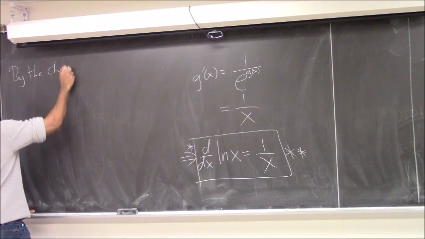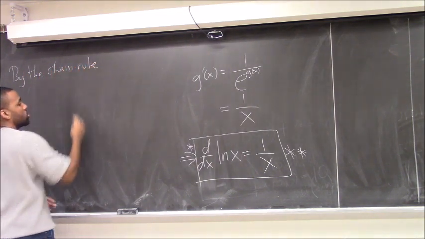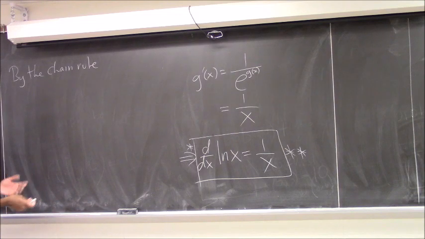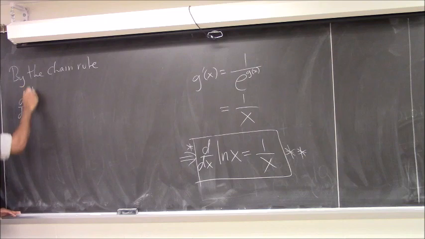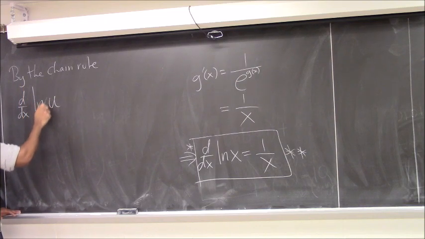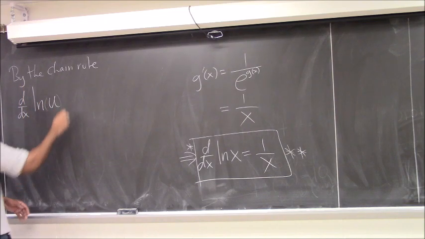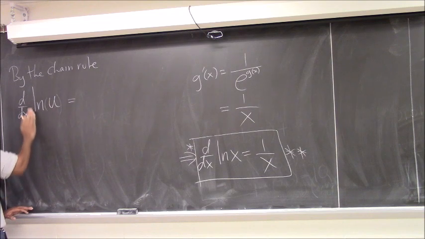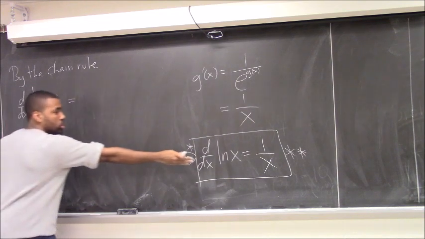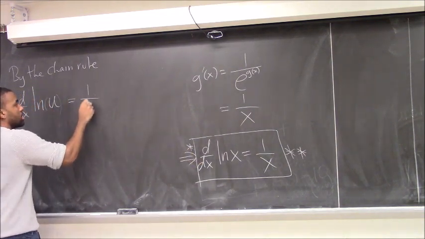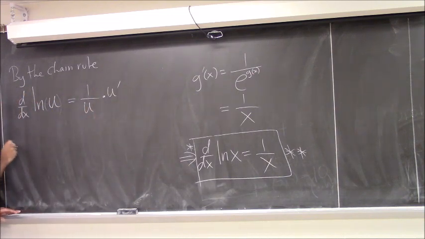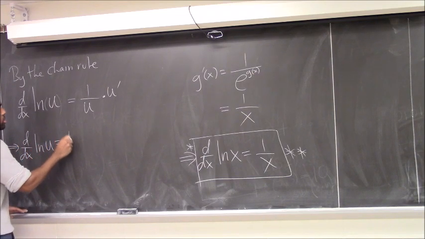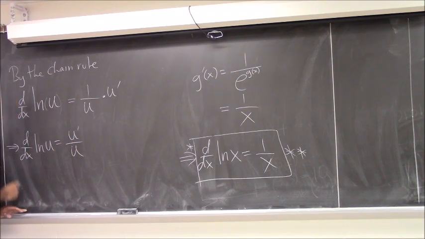So again, by the chain rule, we want to generalize this. What if I don't just have e to the x? What if I don't just have ln x? What if I have something else? The derivative of ln u, where u can be any function, is going to be the derivative of the outside, which I know is just 1 over that thing, multiplied by the derivative of the inside. So that means the derivative of ln u is u prime over u.